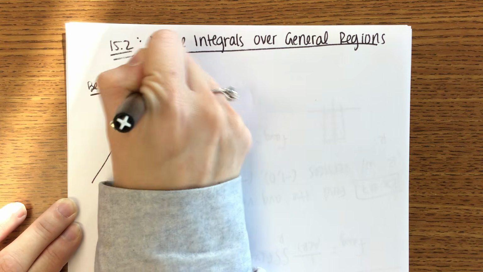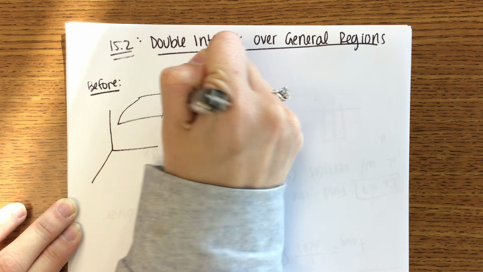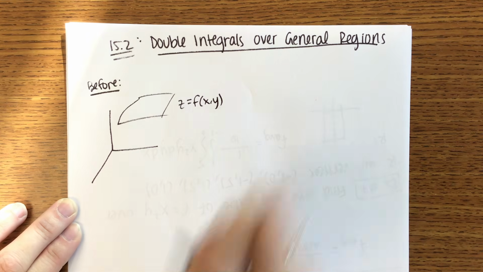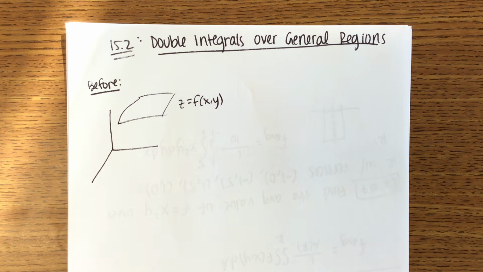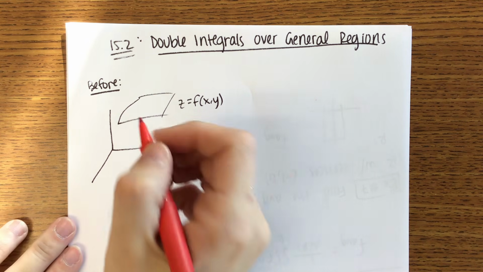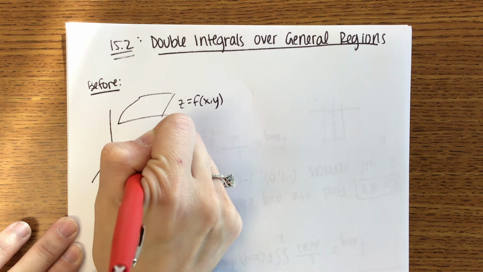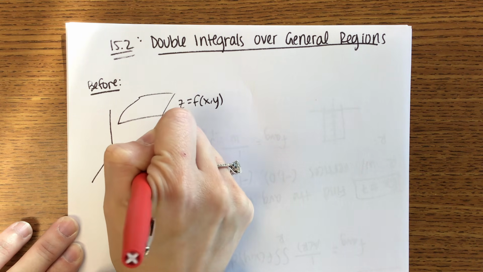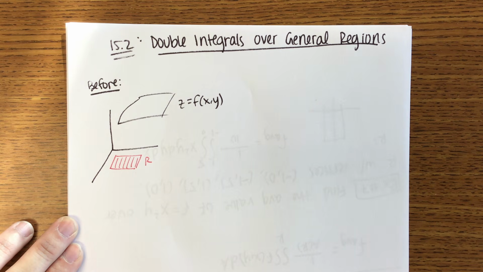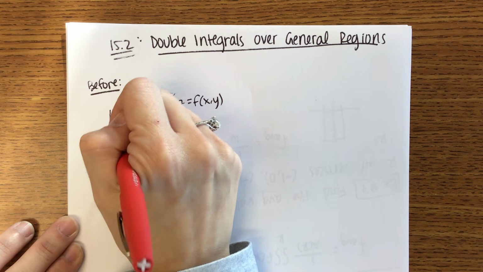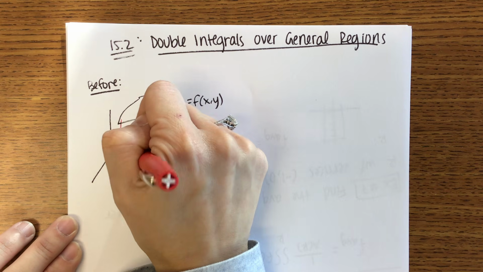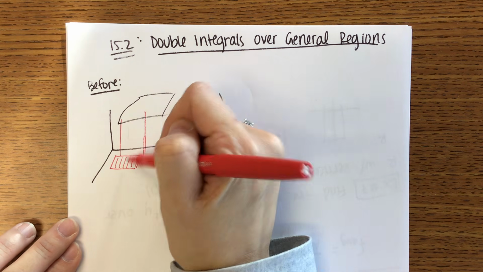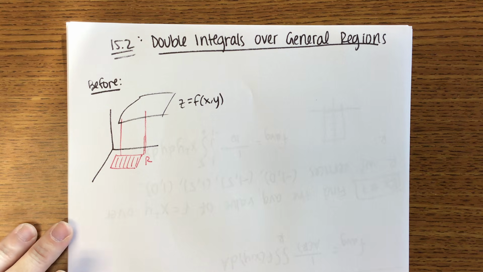You had some surface, let's call it z is some function of x and y. And if you remember, we looked at some rectangular region R in the xy plane. And what we did is we mapped that region R, it's kind of off the figure, but you get the point, we mapped it up to z. And what did the double integral calculate for us? Volume. Do you remember that it calculated the volume between our surface and the xy plane?